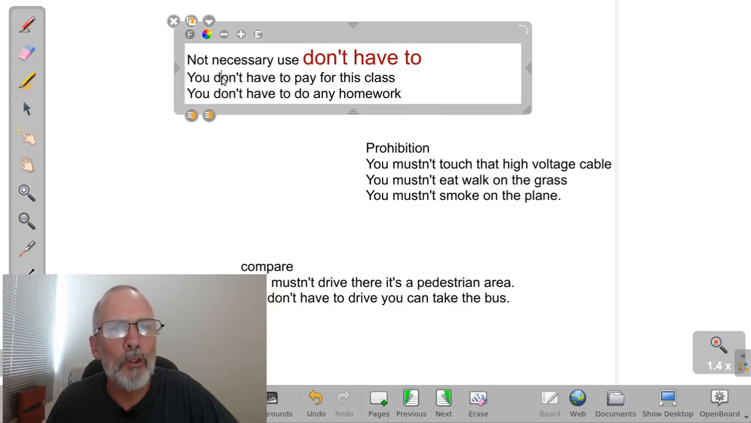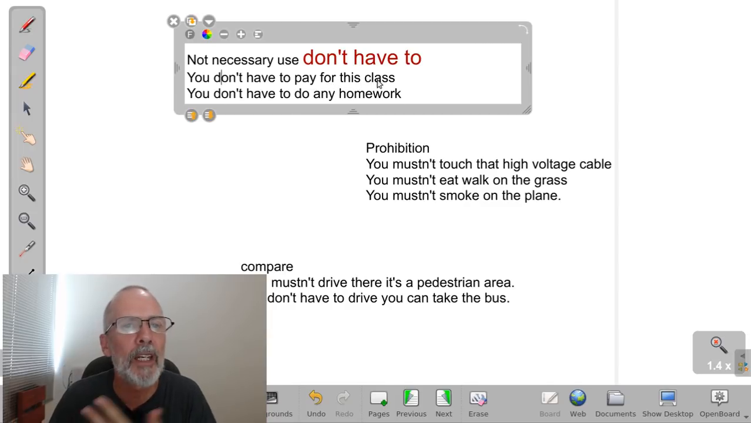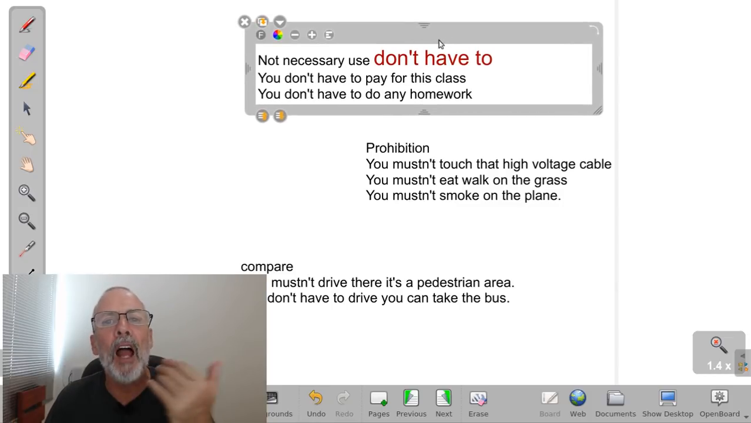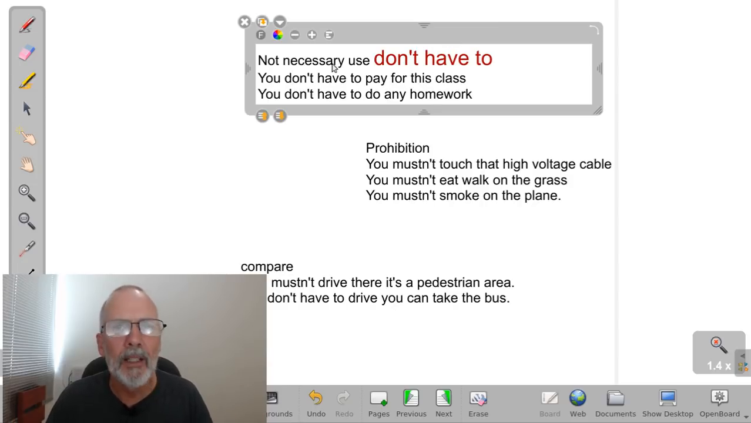For example, you don't have to pay for this class, it's free. It's not necessary to pay. And you don't have to do any homework either. It's not necessary. Maybe it's a good idea to do homework. I could say you should do homework, but you don't have to. It's not necessary. So the negative of have to is don't have to, but the meaning is different. The meaning of have to, I have to go, is an obligation. The meaning of don't have to means it's not necessary.